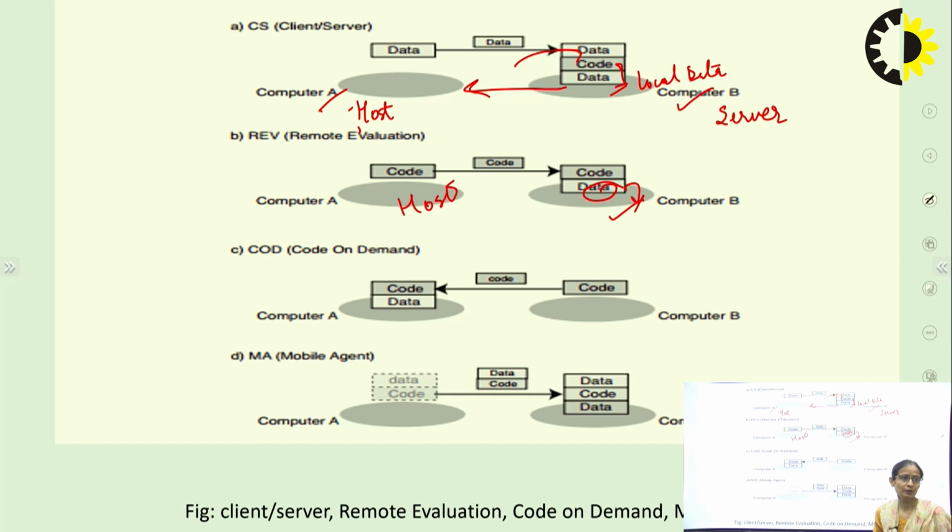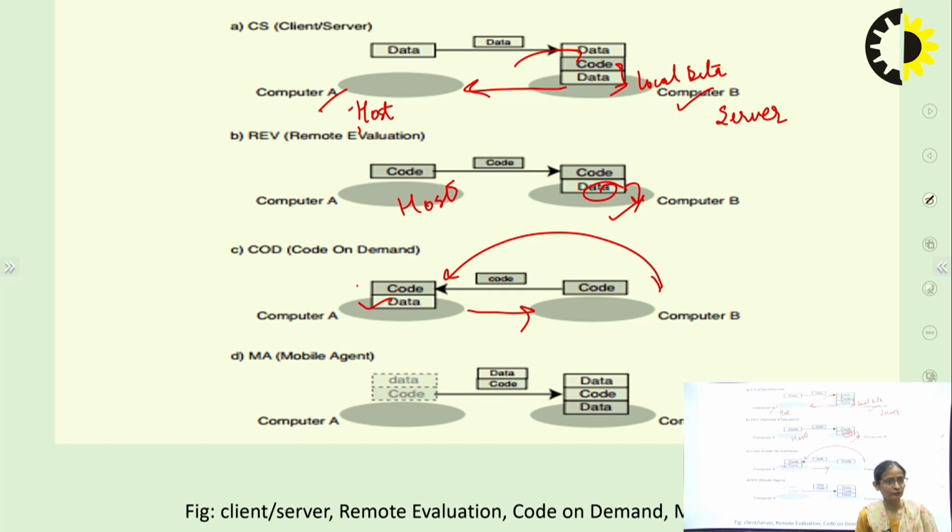In the case of code on demand, what is happening? We have only data available with us, but now we are not moving the data to computer B. What we do is request some code from computer B, and computer B in response sends that particular set of instructions. When computer A receives those instructions, it will run them on the set of data.